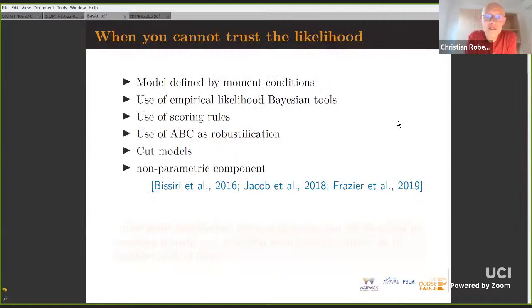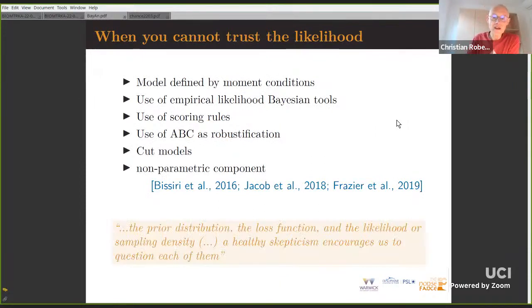let me go back to the beginning. Namely that indeed the likelihood, as pointed out by both the authors and Bertrand, is something that you cannot always trust. And from a Bayesian point of view, there should be versions or alternatives to overcome this lack of trust in the likelihood. And so here are a few that to me are of interest.